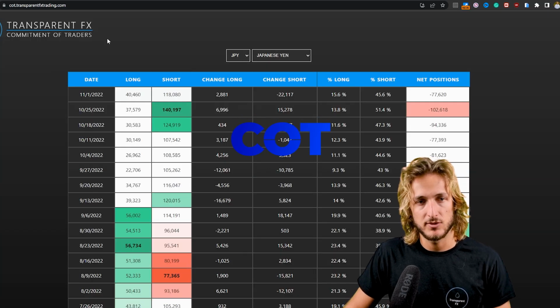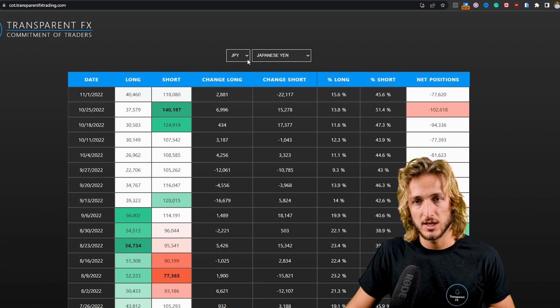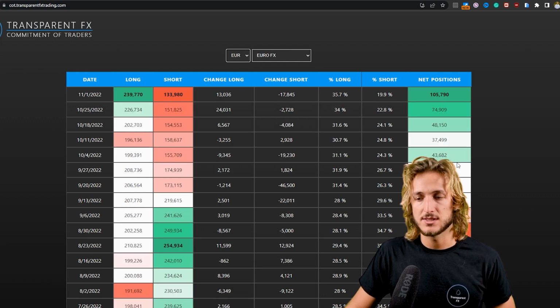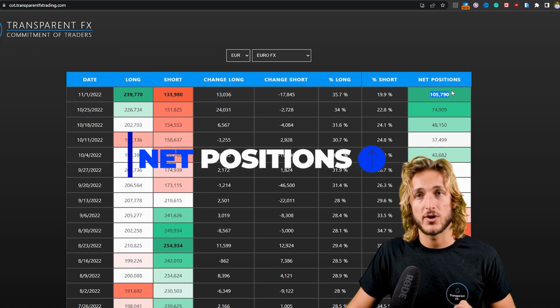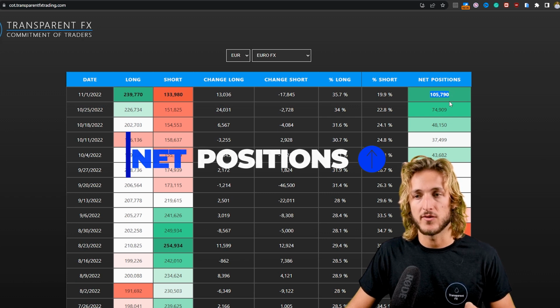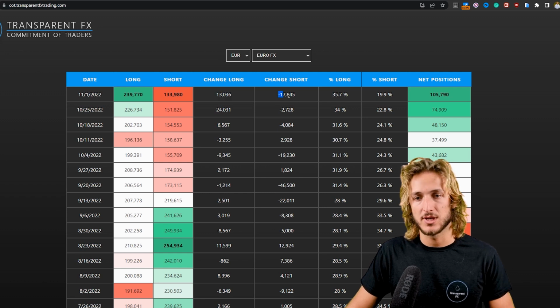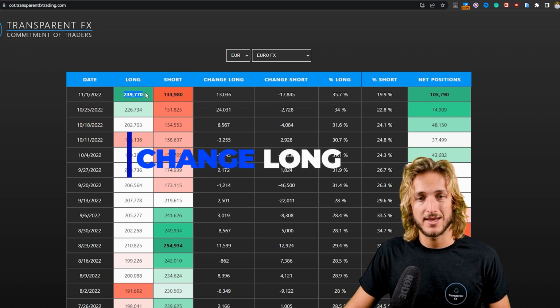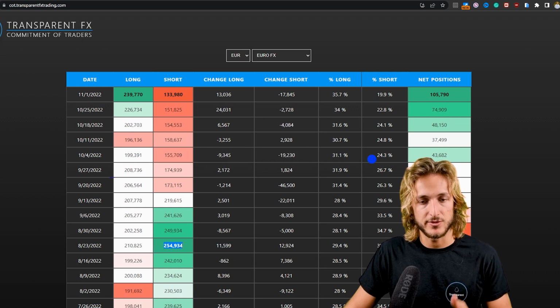Now, if we go and see what we have when it comes to the commitment of traders, so the COT data, which is what the non-commercials, so the biggest speculators in the market are doing, and we check the data for the euro, we can see how with the last reports, we went from having a negative net positioning of minus 47.6k net positions, all the way up to now having a positive net positioning of 105.7k net positions, with 13k longs added with the last report and 17.8k shorts getting closed, reaching 239k longs only 133k shorts coming from 254.